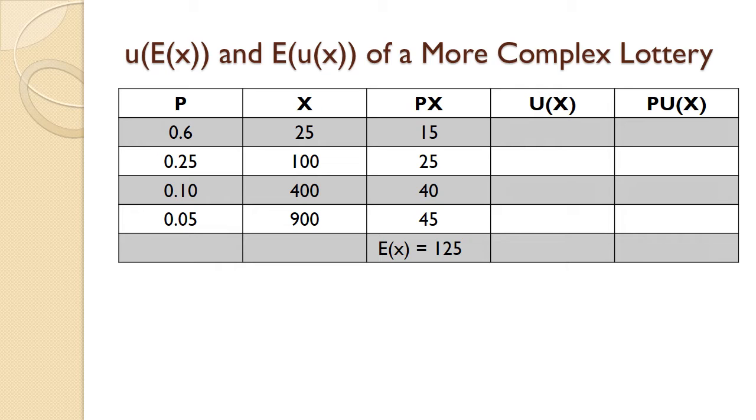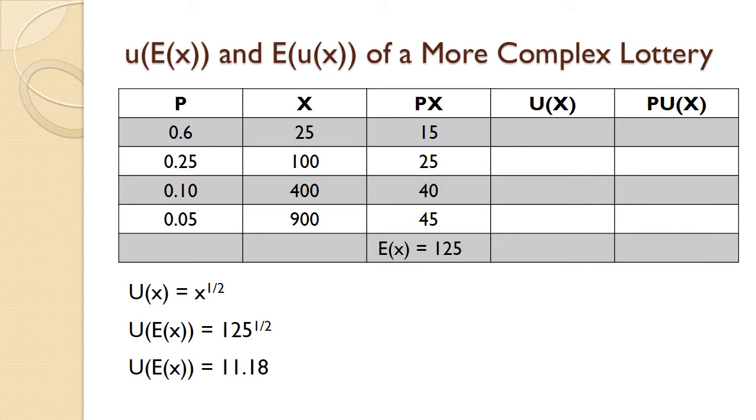Remember that the utility function for our gambler is u of x is equal to the square root of x. And so when we find the utility of the expected value, all we're going to do is take the expected value of $125 and plug that into the utility function. That means to find the utility of expected value, we will be taking the square root of 125. That is equal to about 11.18. So if she were to get a guaranteed payoff of $125, her utility level would be 11.18.